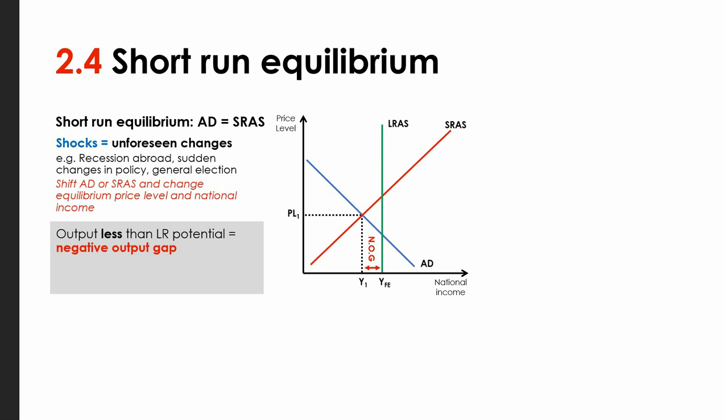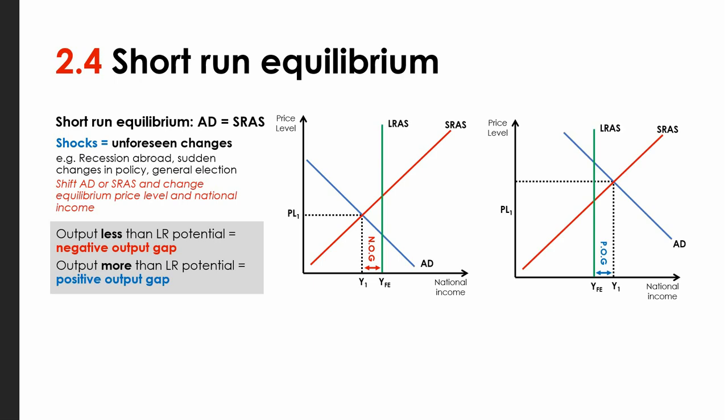If we end up with an output level in the short-run equilibrium which is less than our long-run potential, we have a negative output gap. Our economy is not producing as much as it could be. We have unused resources, which is going to lead to unemployment. Whereas if output is more than the long-run potential, we have a positive output gap. We're beyond our productive capacity. We're producing unsustainably. It's not sustainable. In the long run, we're going to end up back where we were. We'll see why in a moment.